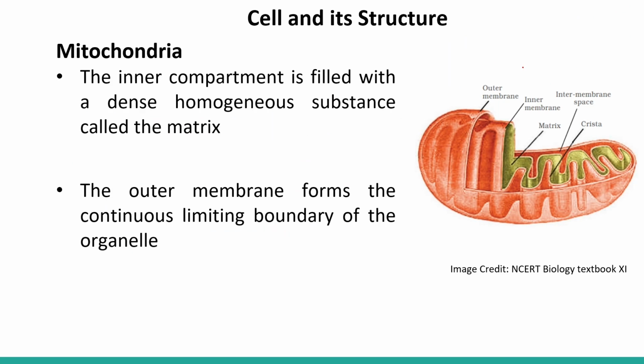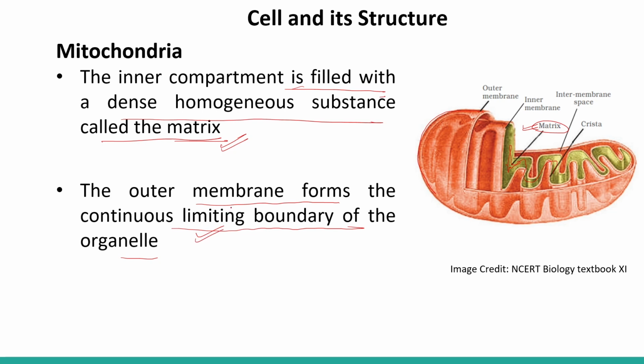The inner compartment is filled with a dense homogeneous substance called the matrix. Here, this green color shown is the matrix, that is the fluid. It is a dense fluid, and that is called the matrix. The outer membrane forms the continuous limiting boundary of the organelle. It is quite smooth, and that is the limiting boundary of the mitochondria.